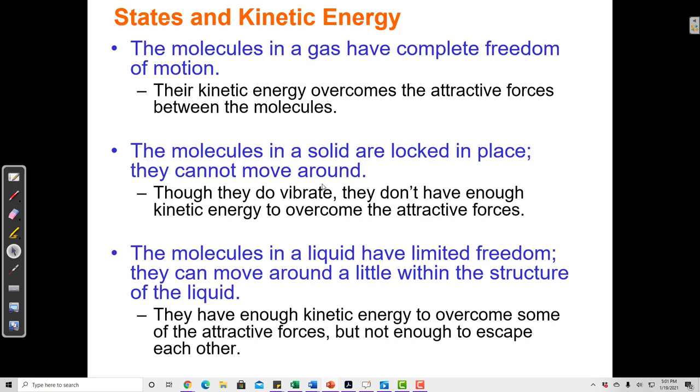So in a liquid, they're moving fast enough to break apart from their neighbor, but they can't break apart from the whole sample. So they're all kind of stuck together. They can just kind of move around within the liquid a bit more. They can kind of move through the sample. They're not stuck in place.